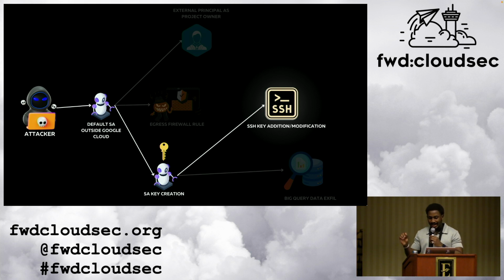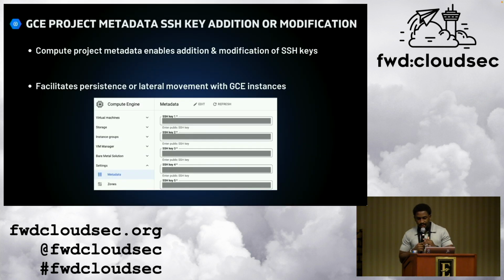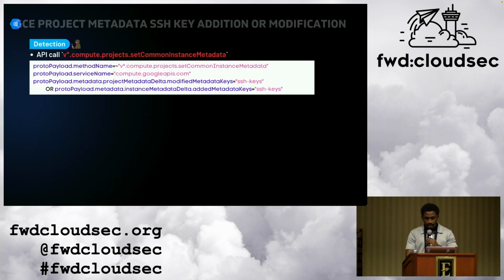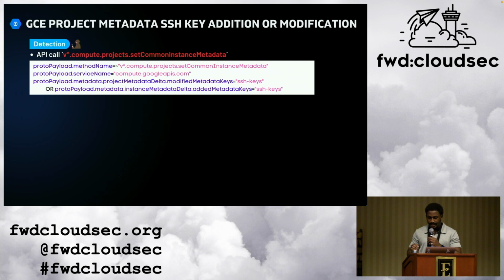Now, the very next detection we're taking a look at is the modification or addition of SSH keys within the GCP project metadata. Basically how this works is that an attacker can add or modify SSH keys within the compute project metadata, and this essentially facilitates persistence or lateral movement across various Google Compute Engine instances. And we can detect this by looking at the set common instance metadata API call for when the modified attribute is the SSH keys. And these things exist in either of the last two attributes within Google Cloud.